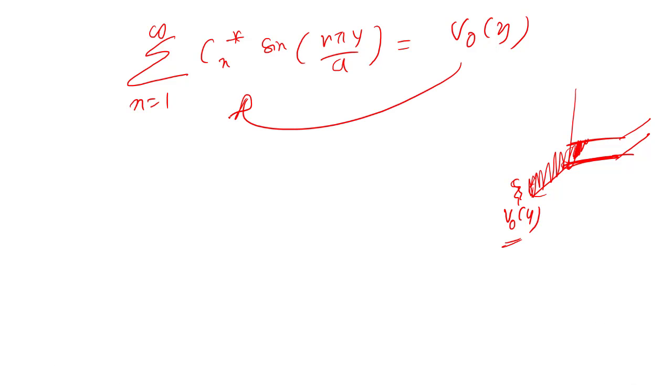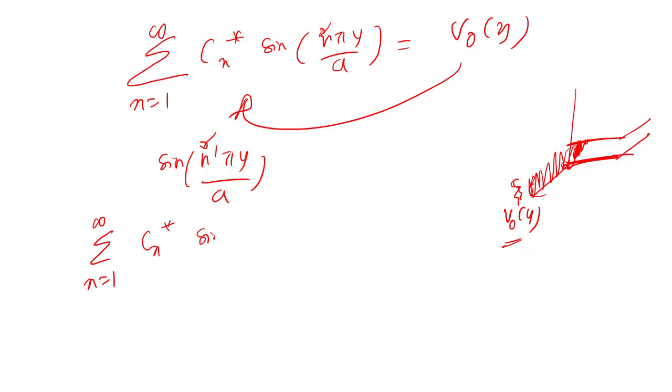So how do we figure out Cn star? It's very simple. We multiply the entire thing by sine n prime pi y by a, where this n prime in general is different from this n. So we multiply both sides by that and integrate over dy. So we have the sum from n is equal to 1 to infinity of Cn star sine n pi y by a, multiplied with sine n prime pi y by a, equal to v0 of y sine n prime pi y by a.